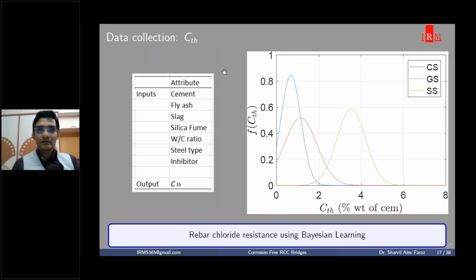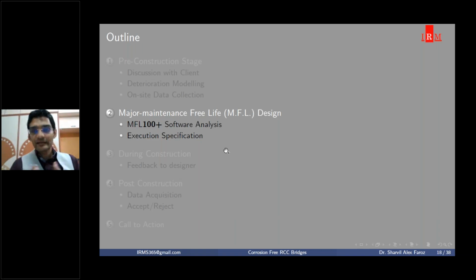And then finally we come to the CTH parameter, which indicates the resistance of the reinforcement towards corrosion. Again, it will have certain inputs which we need to provide to our machine learning algorithm, and it will tell me the value of CTH for that particular site condition. So now, as you can see, we have collected all the necessary input data that we should have before we do the analysis.